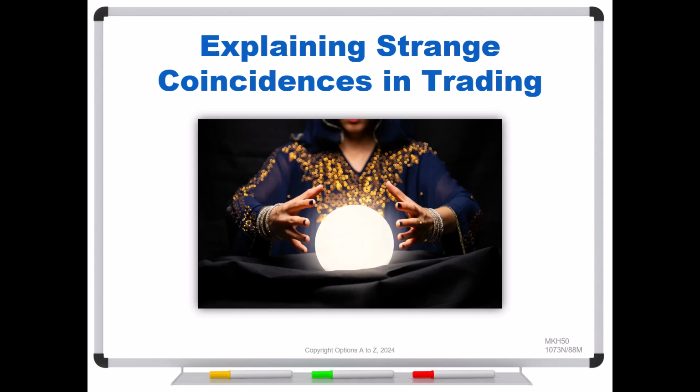And if you don't take that into account, you're going to be led to different trading strategies and rules that probably have no bearing on anything. They're just going to lead you to bad decisions. So let's go find out some other ways of explaining seemingly strange coincidences in trading.